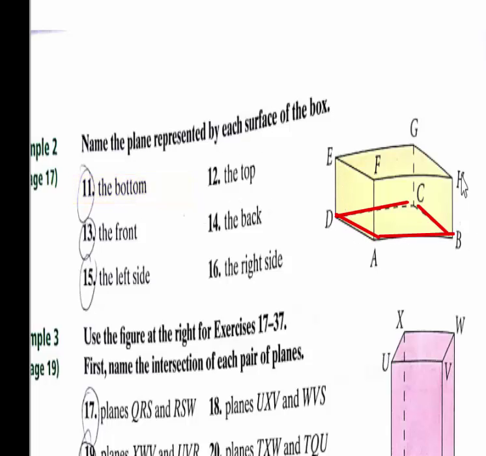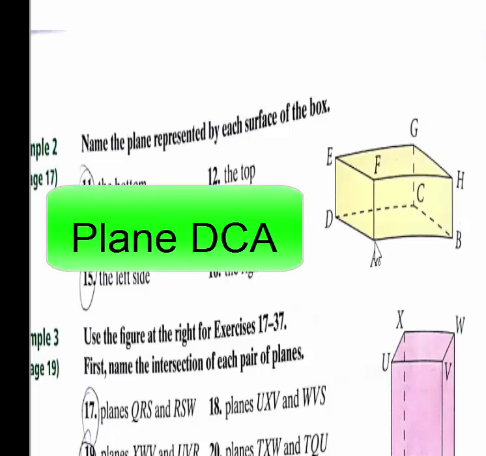If the box is represented by this yellow colored figure, you can see that the bottom contains points D, C, B, and A. I'll pick any of those 3 points. For instance, I might say points D, C, and A. If I want to name that plane, I first write the word plane, then I would write DCA. So it would be plane DCA.